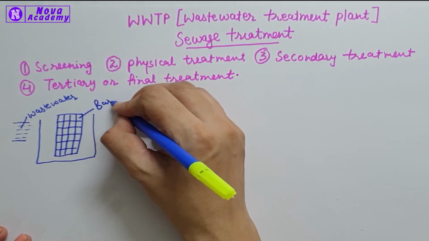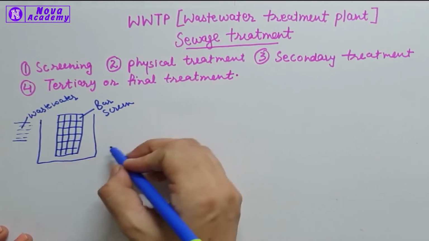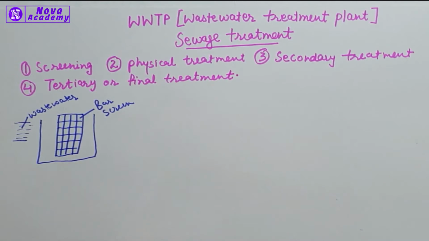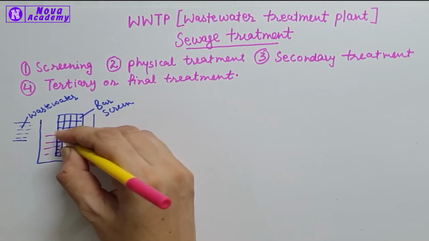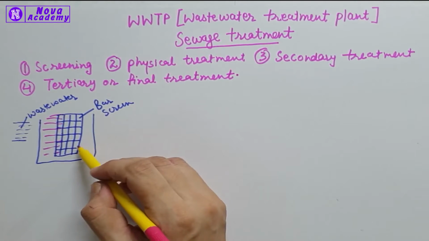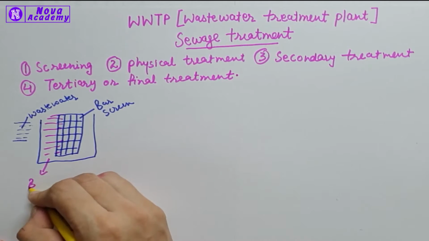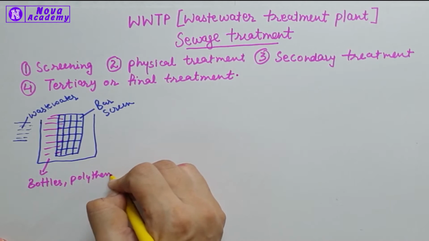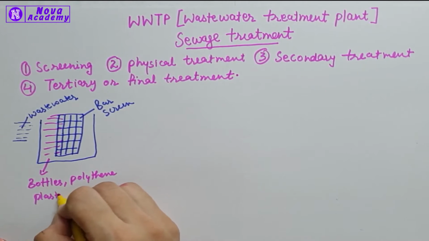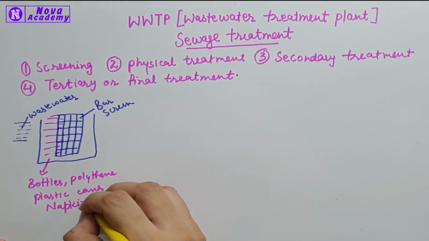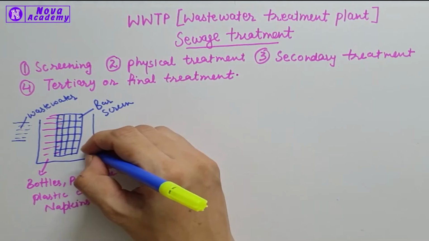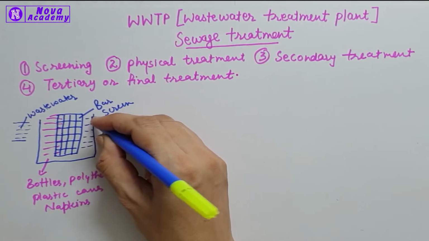This is a bar screen. This step comes under the screening. This is the step of screening. So water enters these screens, and bottles which are large in size, polythene, plastic cans, napkins get stuck in these bar screens, and only water passes through these screens.